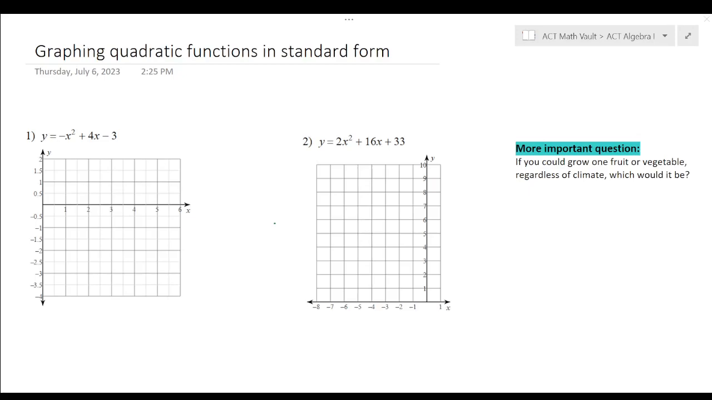Hi everyone, in this video I want to talk about graphing quadratic functions in what we call standard form. Here are the two problems that we'll do.